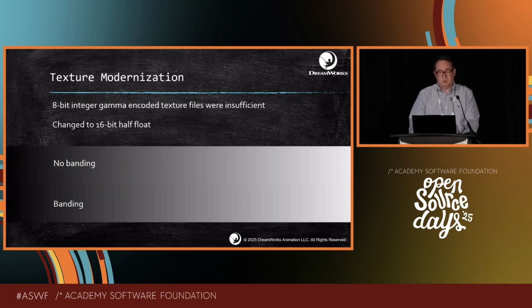Textures required modernization as 8-bit integer gamma encoded texture files were insufficient. You can see an example here illustrating severe banding. So more gradation is required and we switched to using 16-bit half-float scene linear encoded texture files.